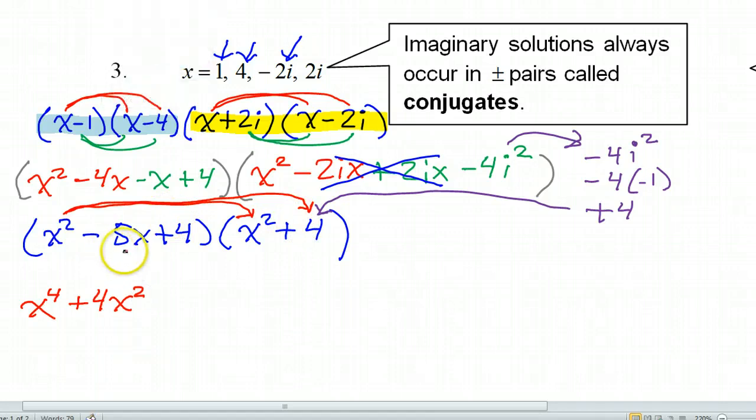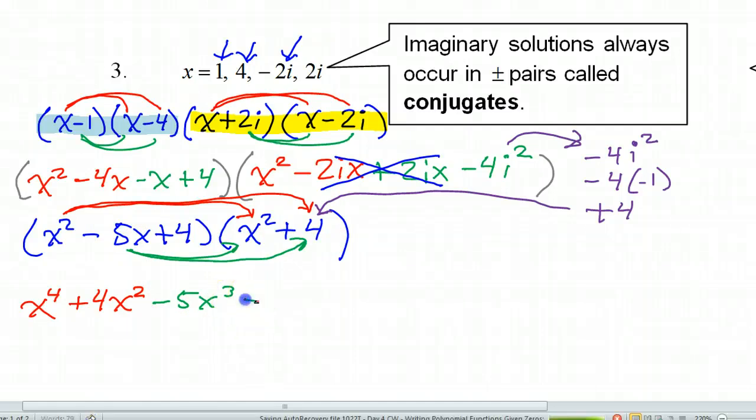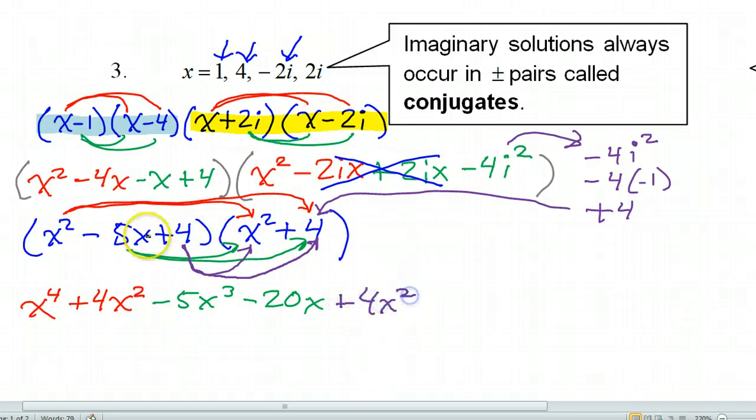Now I need to distribute the negative 5x that's here in the middle. Negative 5x to the 3rd. Very good. Then negative 5x times 4 is going to be negative 20x. And finally, I need to distribute the 4. So I'm going to do the 4 times x squared and the 4 times 4. 4 times x squared is 4x squared, and 4 times 4 is 16.